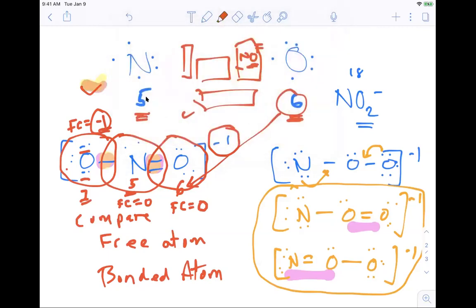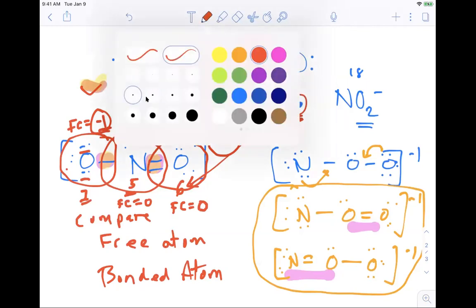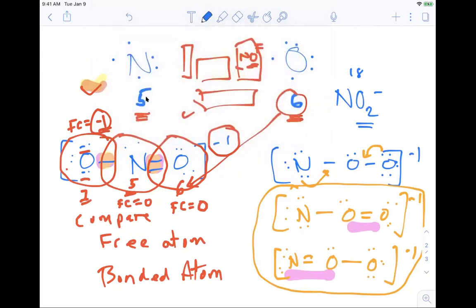All right, let's look at these other guys. Okay, let me go back here and let me make this pen a little bit finer and pick a different color. Okay, so let's look at this nitrogen. 2, 4, 6, and half of the bonding pairs. That nitrogen has 7 electrons on it. How about this oxygen? 2, 3, 4, 5. That oxygen has 5.